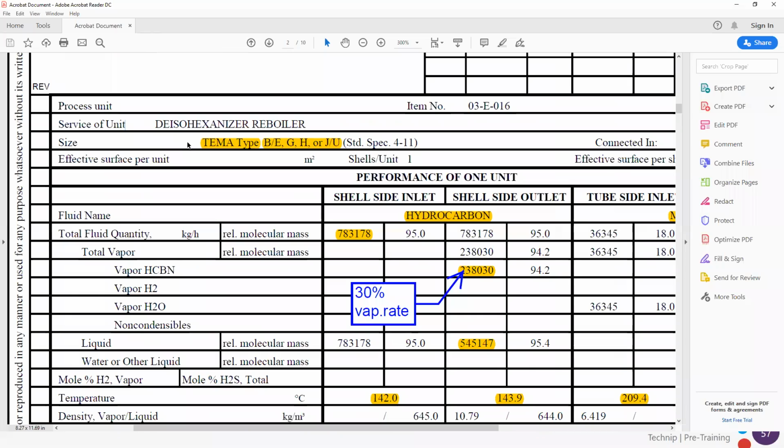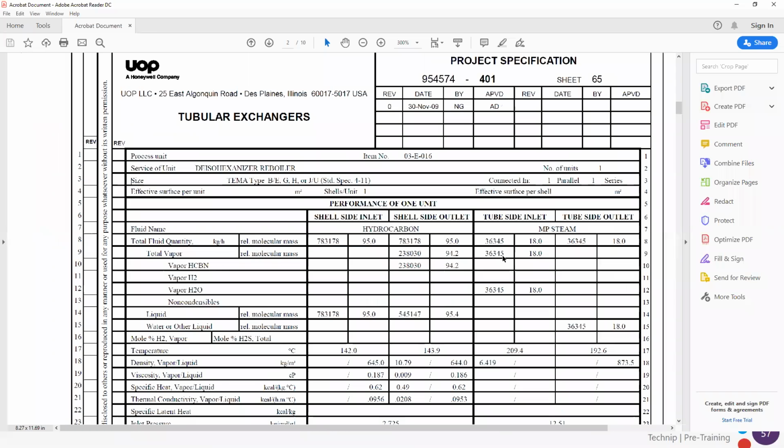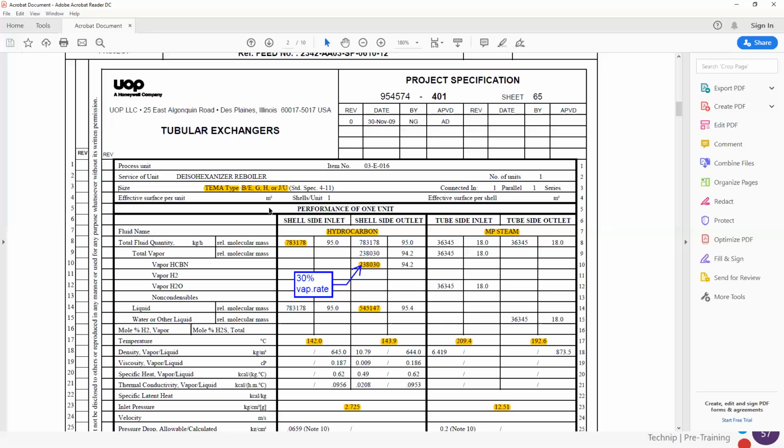First, we have one part where the TEMA type is specified. Here we can see we can select between B type, and also then we can choose between E, G, and H or G. And also we have U tubes. It is a horizontal thermosiphon.